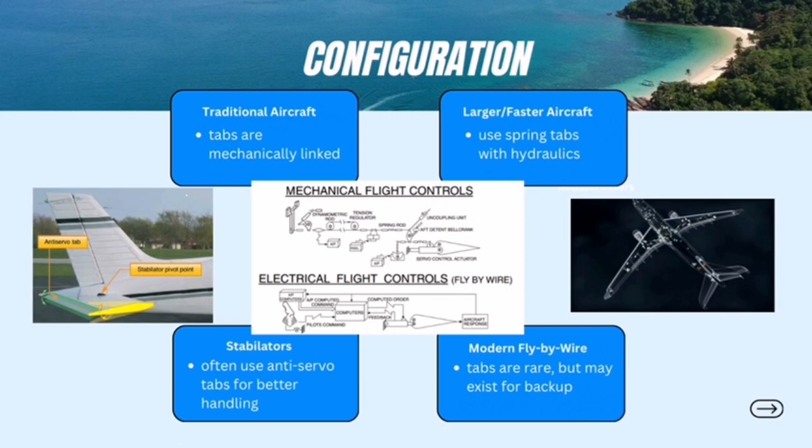Some aircraft, like those with stabilators, full-moving horizontal tails, use anti-servo tabs. These add resistance when the surface moves, helping the pilot avoid over-controlling. So, the setup of these tabs depends on the aircraft size, speeds, and control systems.